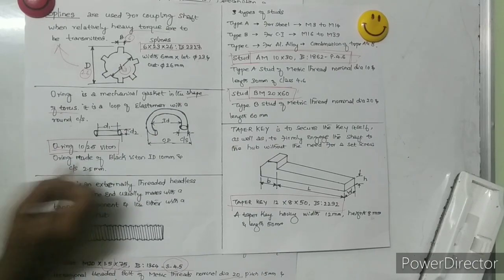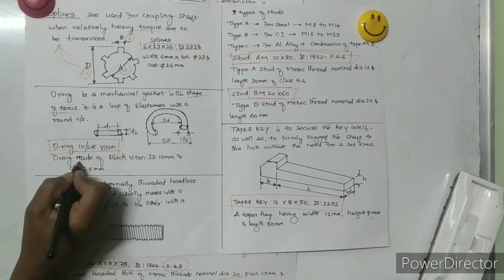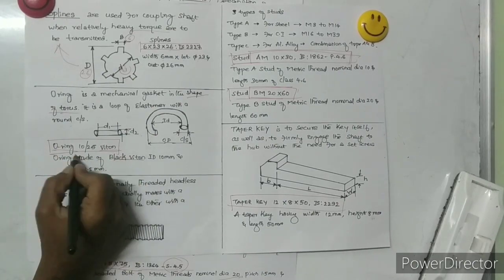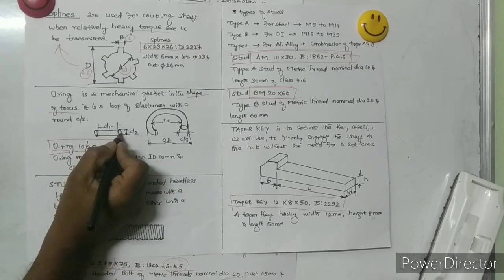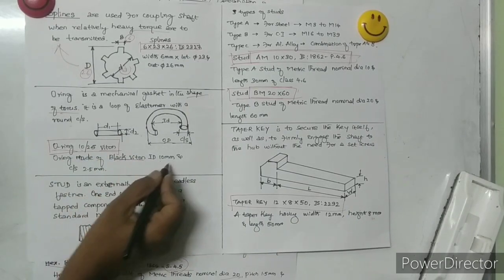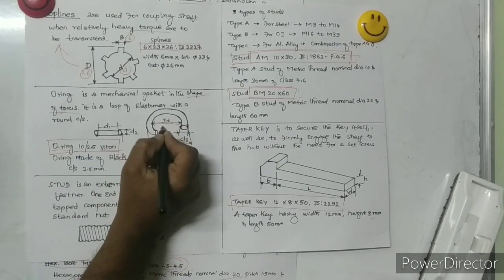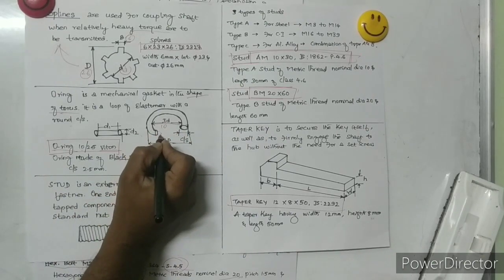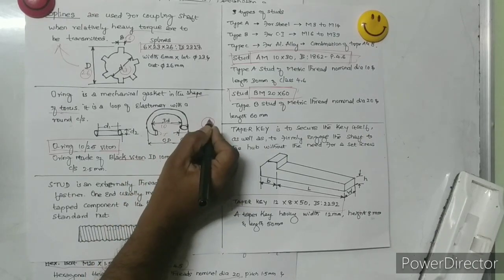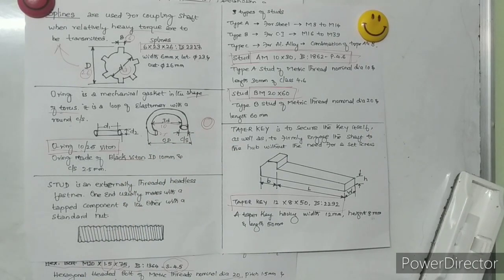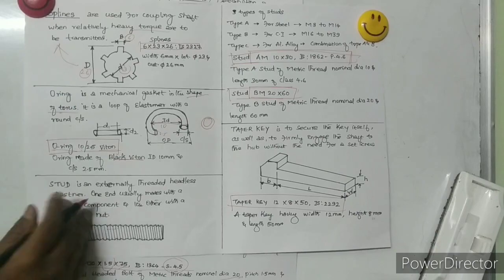You should write O-ring. Now it is written, made of black nitrile. Then the ID is 10 mm and the cross section is 2.5 mm. It is very small, like this you will get. Okay, this is the O-ring.